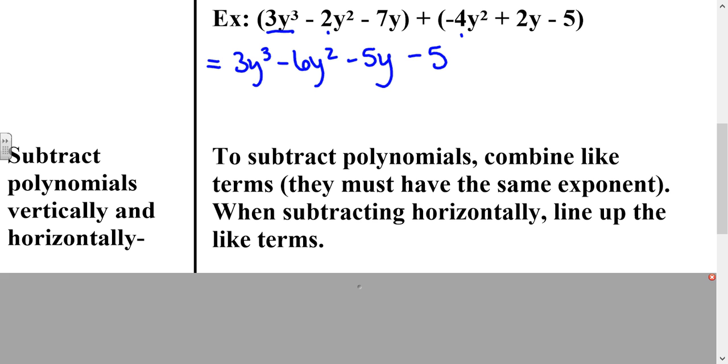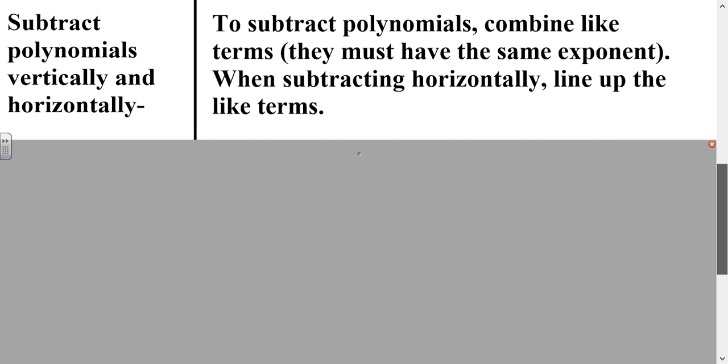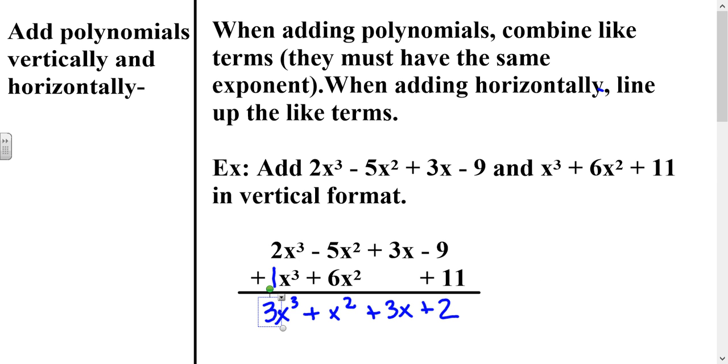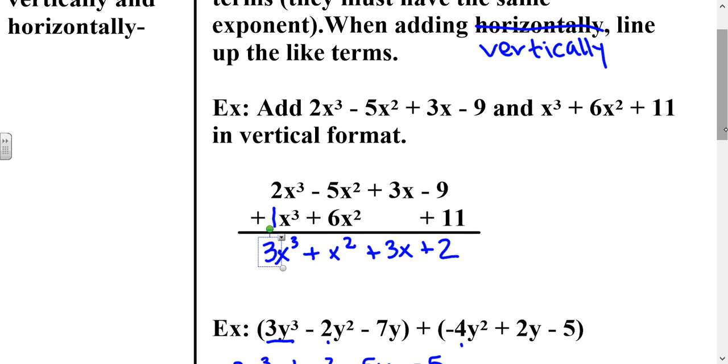Now, when subtracting polynomials, it's very similar to adding. You're going to just combine the like terms, and they have to have the same variable and the same exponent. And when you're subtracting, and this should say vertically, when you're subtracting vertically, you want to make sure that you line up the like terms. And I don't know if I said that with adding too. Yeah, this should say vertically instead of horizontally. I don't know why that was on there. So when I'm adding or subtracting vertically like this, I want to make sure I line up the like terms.